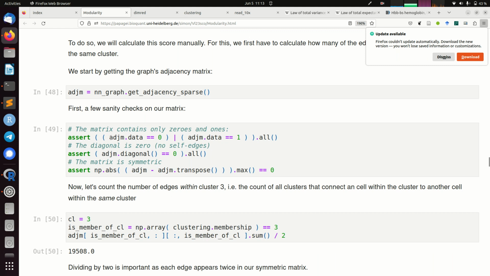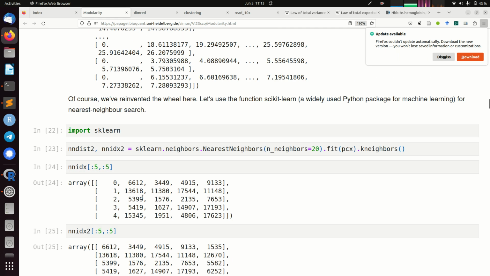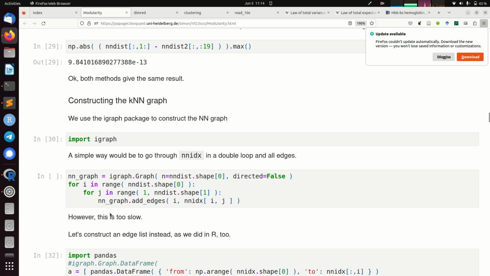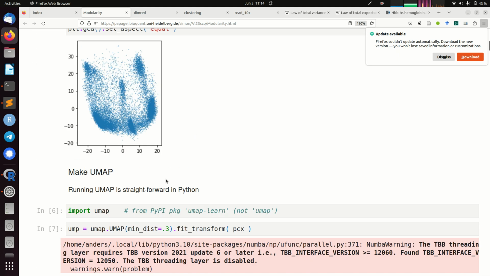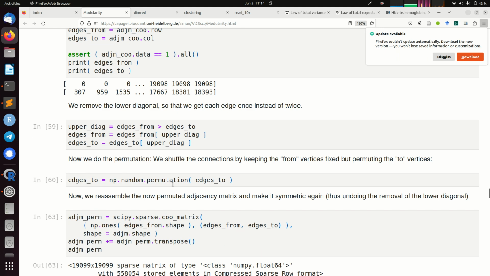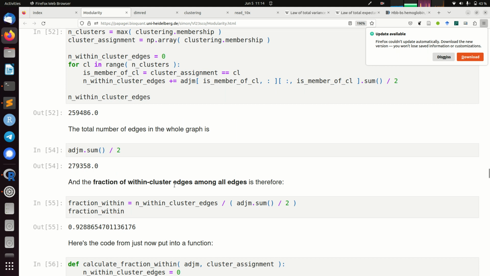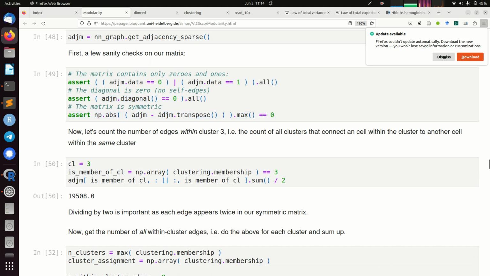I check that this matrix works. First, I check that all the values in the matrix are either zeros or ones. I check that the diagonal of the matrix is all zero, because no cell is connected with itself. At the beginning you remember each cell was connected to itself, but when I made my graph, I explicitly started from two. Maybe some of you have noticed this or remember it. I don't find the place, but I omitted this. And I also wanted to make sure that the matrix is symmetric. I transpose the matrix, subtract the matrix from its own transpose, and check that everything is 0.